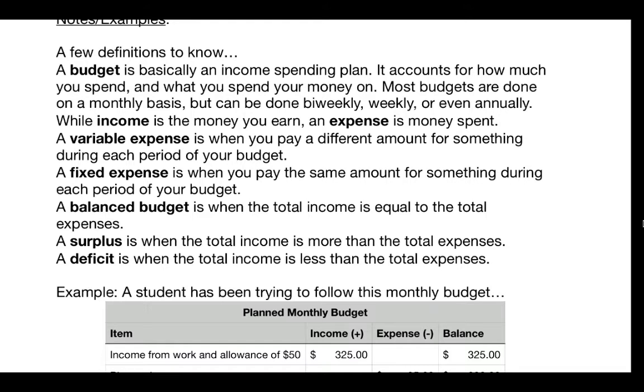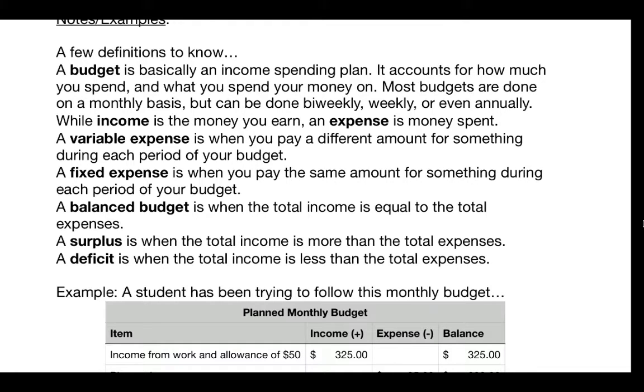Most budgets will keep track of this on a monthly basis, because most people are paid once a month. Some people are paid twice a month, but often it's once a month. Other people get paid every 2 weeks. That's called bi-weekly, and so they may decide to organize their budget that way. But you could organize a budget on a weekly basis. And some people at the end of a year will look at their budget overall annually.